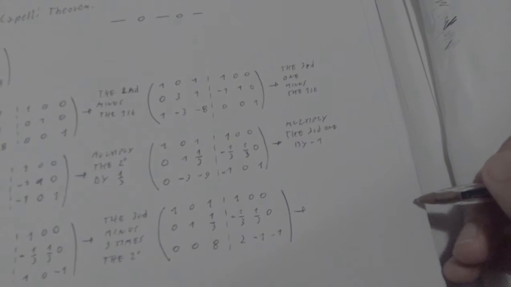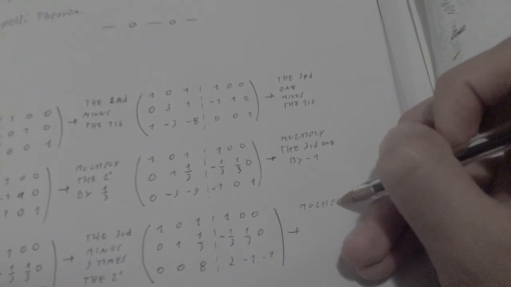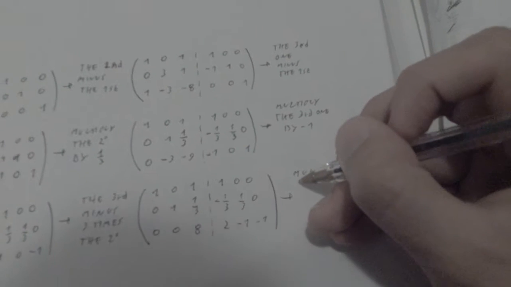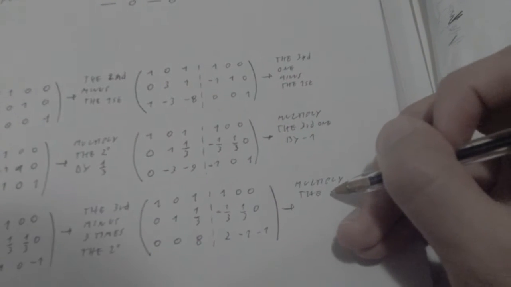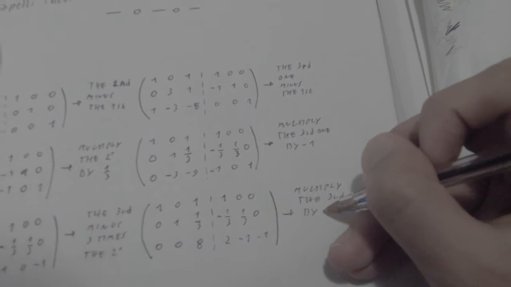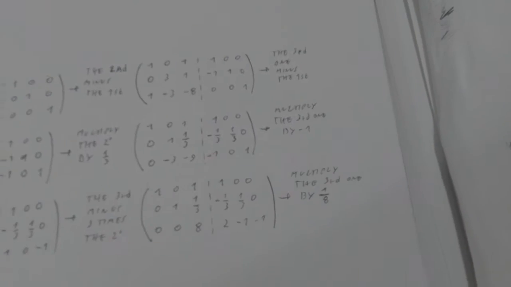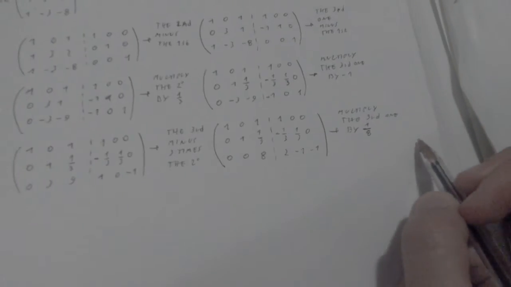Okay, so now I'm going to want to get rid of the 8. So I'm going to multiply the third one by 1 over 8. So once again, I kind of squeezed it here, so I'm going to go here.